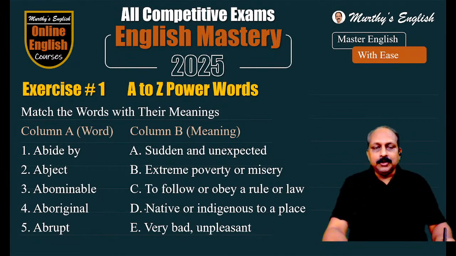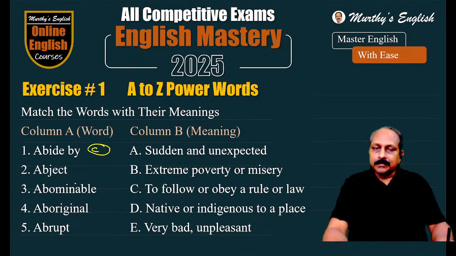The next slide also has 5 words and 5 meanings. You have to match the word with the meaning of that particular word. First one, abide by. Column A, word, column B, meaning. Abide by means what? Chandu Naik, are you talking about the first slide or the second slide? Here, abide by means to follow or obey a rule or law. Answer is C.